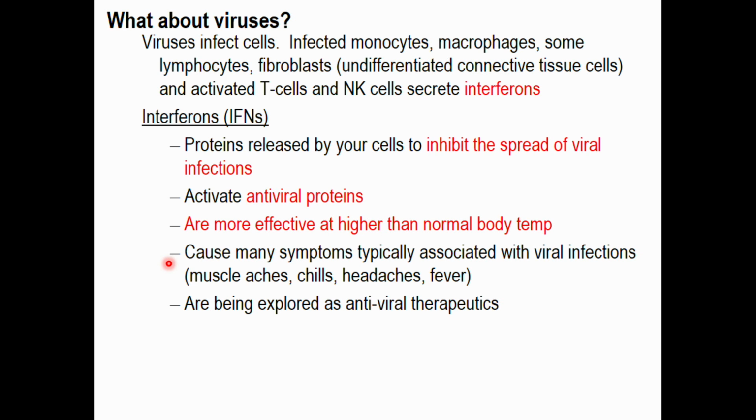So what about viruses? Okay, so we know that viruses infect your own cells, right? And what cells do they bind? They can bind a lot, but when monocytes, macrophages, some lymphocytes, some fibroblasts, activated T cells, natural killer cells are infected, they will secrete interferons. You do not need to know the list of cells here. I just figured I'd put a name and a face on them. Just know that when viruses infect cells, some of them will produce interferons.